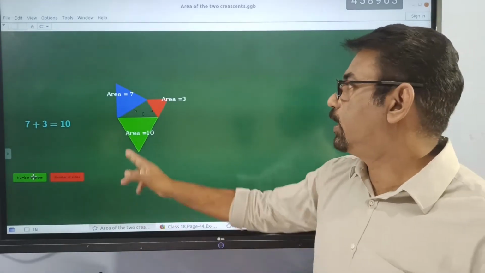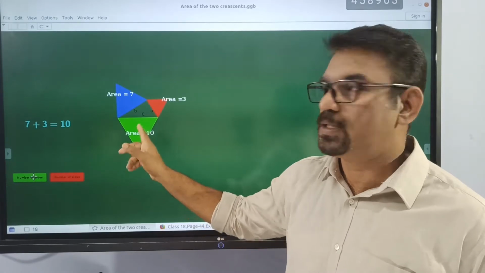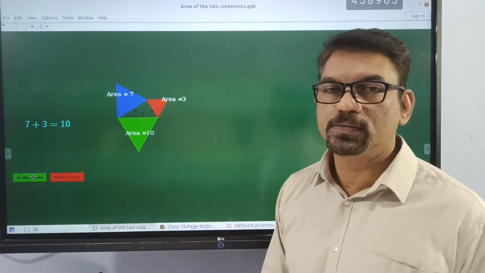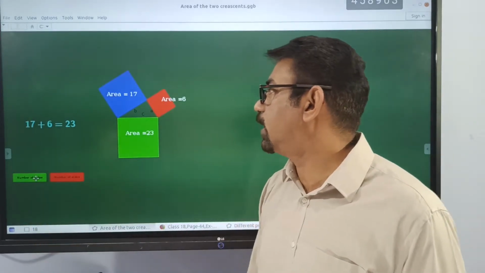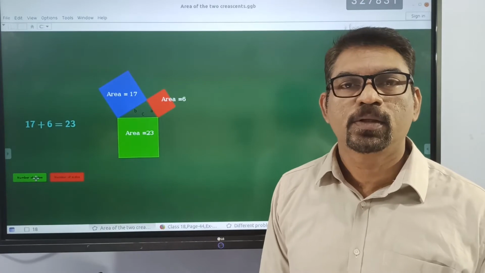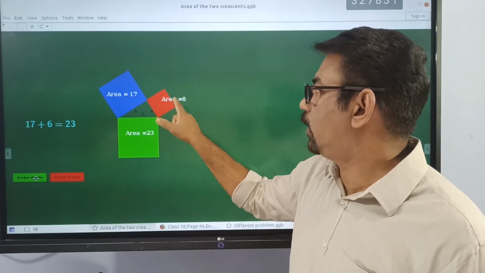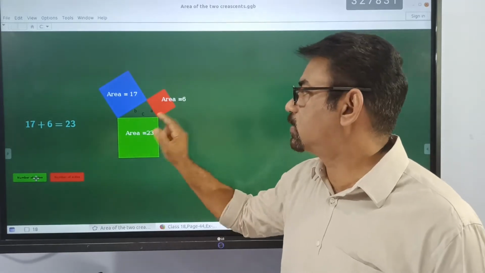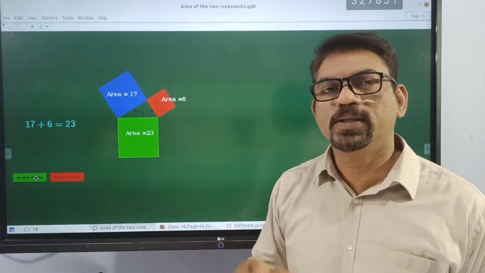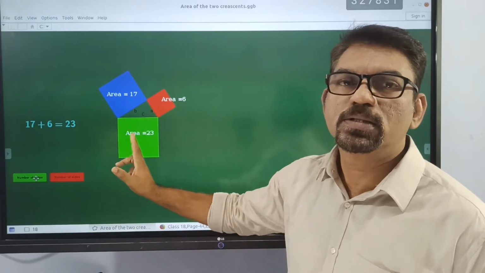If you draw an equilateral triangle along the sides of this triangle, we can see that 7 plus 3 is equal to 10. And if we increase the number of sides from 3 to 4, we will get squares along the sides of this triangle. So here, this is B square, 17, A square, this is 6, and C square is equal to 23. And this is what Pythagoras said long before. That is, A square plus B square is equal to C square.